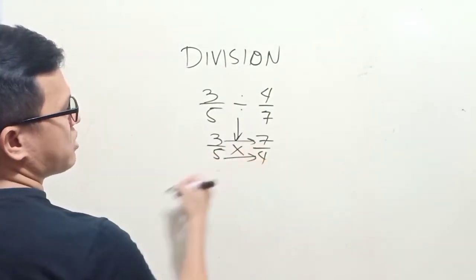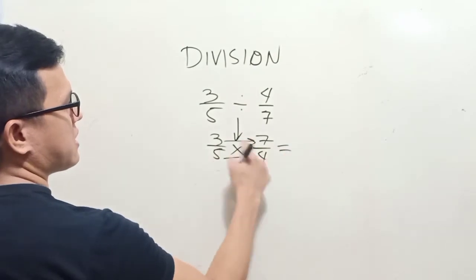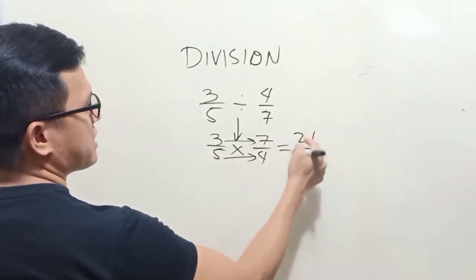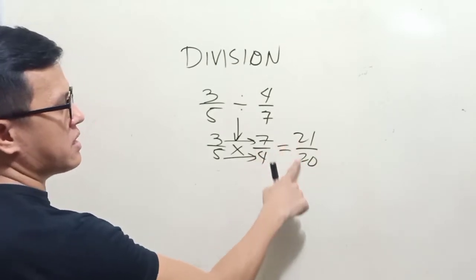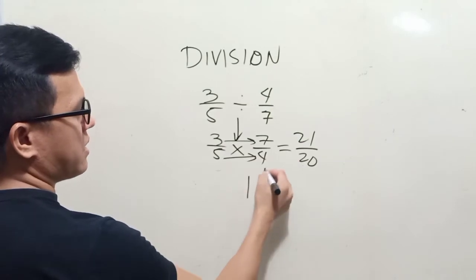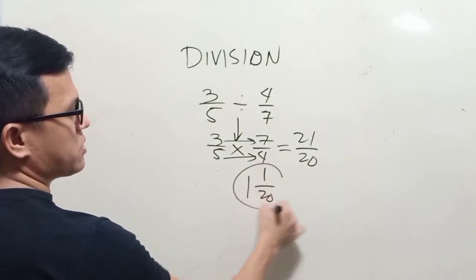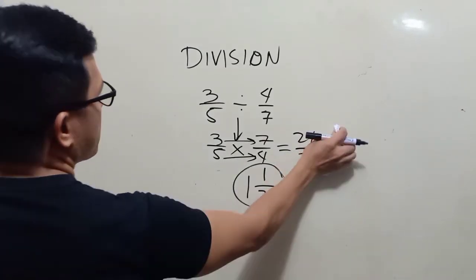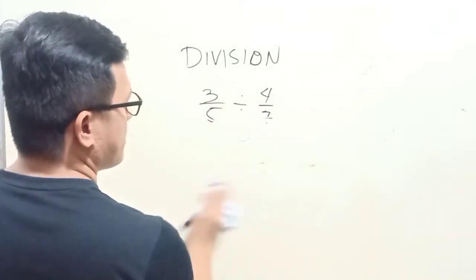Okay, numerator to numerator, denominator, denominator. So, we say 3 times 7 is 21. And 5 times 4, that is 20. Okay, so since the numerator is bigger than denominator, we can divide this. 21 divided by 20, we have 1. And then the remainder is 1, and then divided by 20. So this one is the simplest form of this. Okay? Next.